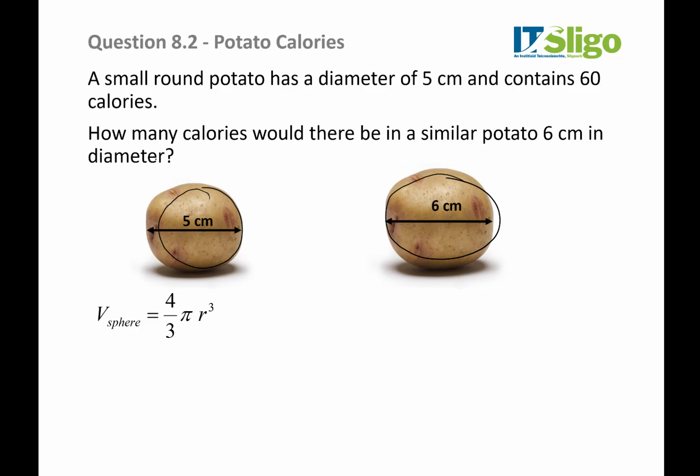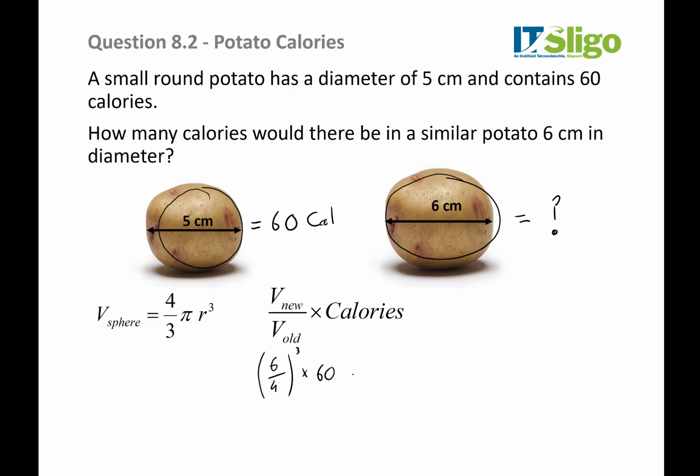Or, sorry, how many calories would be in the bigger one? So this one is 60 calories. And then the question is, how many calories is in this one? So it's still just new volume over old volume, but just remember to cancel. So it's really just new value over old value. We're looking at volume, so things are cubed, and then multiply that by 60. So that's what I'm really trying to teach you guys. That's the maths, and that'll get you the answer. We don't need all this 4 over 3 pi because they're going to cancel out top and bottom.